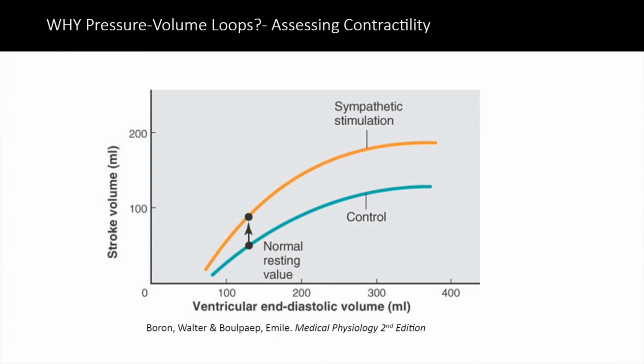We have our control line and our sympathetically stimulated line. On our control line, our normal resting value for end diastolic volume is somewhere around 120 mLs, we'll say, and the stroke volume is somewhere below 50 mLs. With the presence of sympathetic stimulation, despite the fact that end diastolic volume has remained constant at approximately 120 mLs, our stroke volume is now greater than 50 mLs. We are not moving along our Starling relationship. We have created an entirely new set point for our Starling relationships.